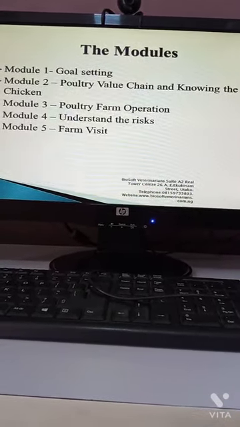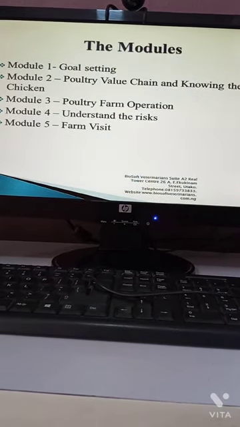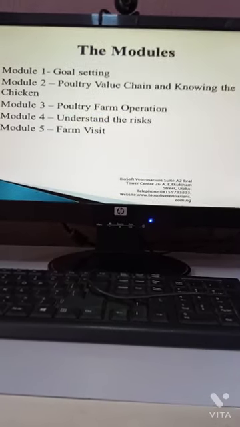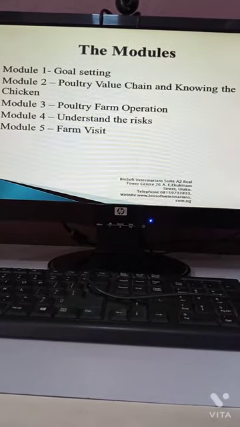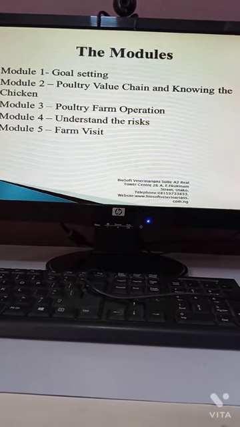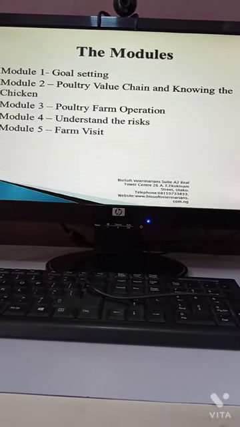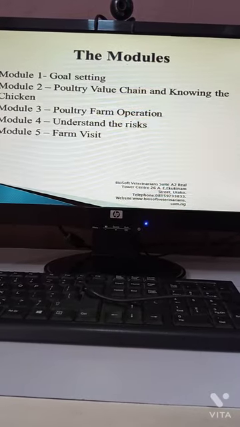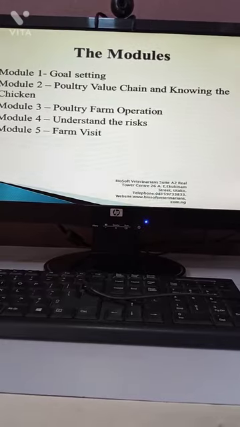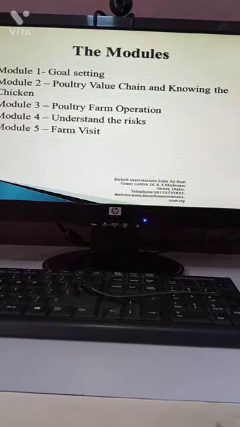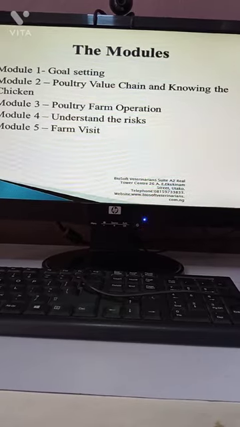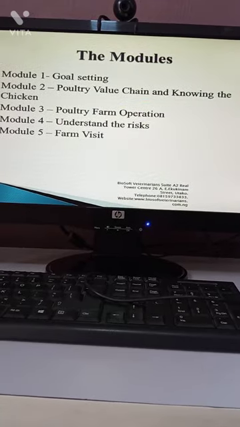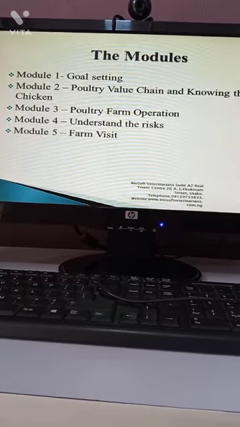The course is set in five modules that you can see. In module one, we discuss goal setting. Under module two, we discuss the poultry value chain and getting to know the chicken briefly. And module three, which is really the core of this course, we're going to discuss in detail poultry farm operations. In module four, we will discuss the risks that are therein in poultry production and how to mitigate those risks. And in the fifth module, we'll be on a poultry farm.